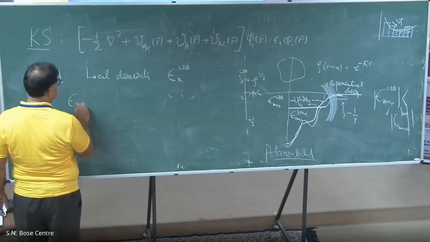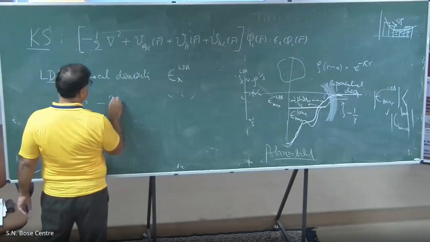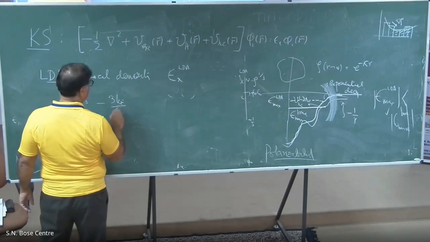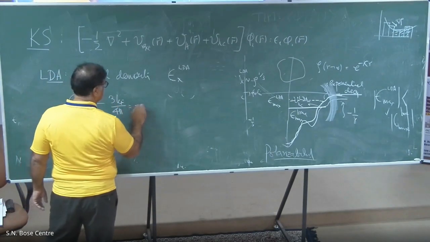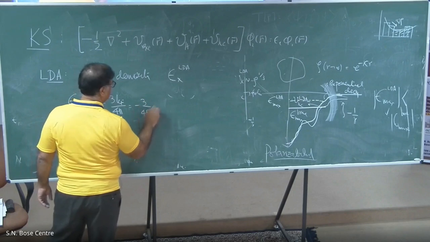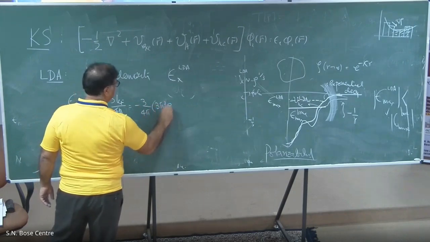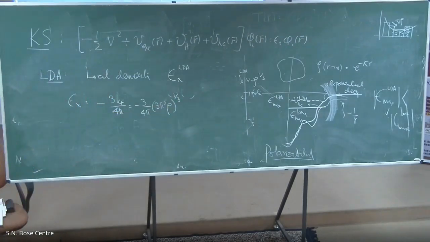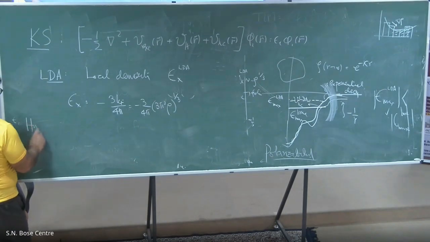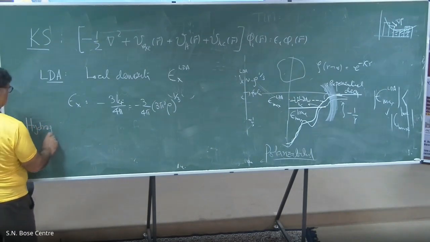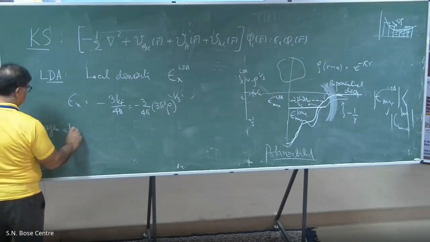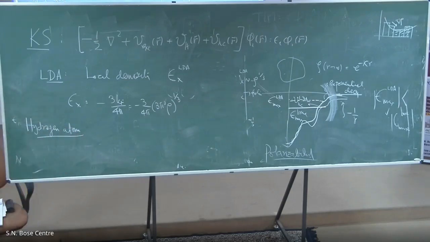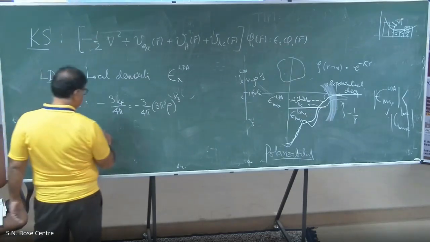Epsilon x is minus 3k over 4 pi, right? Minus 3 over 4 pi, 3 pi squared rho raised to the third. Okay? Now look at the hydrogen atom. If I want to do a DFT calculation, I'll do this.